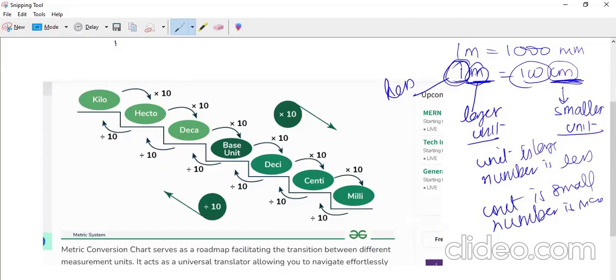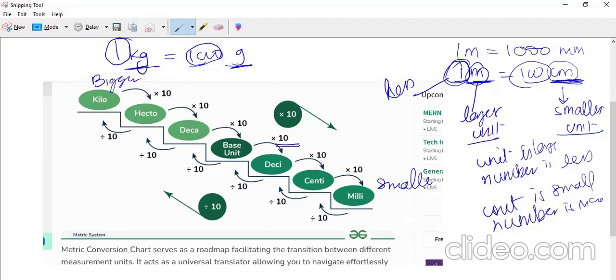So now we can also say 1 kilogram is equal to 1,000 grams. Now kilogram is bigger than gram, so the number associated with gram will be more than the number associated with kilogram. That means whenever you convert from a bigger unit to a smaller unit, you will have to multiply, because you are going to create a bigger number. You are going from a bigger unit to a smaller unit, so the number has to increase. That is why we will multiply.